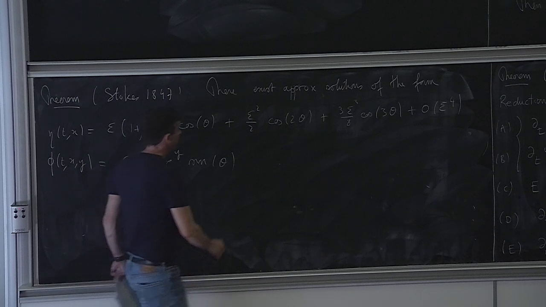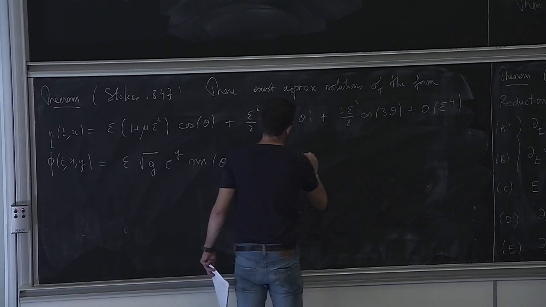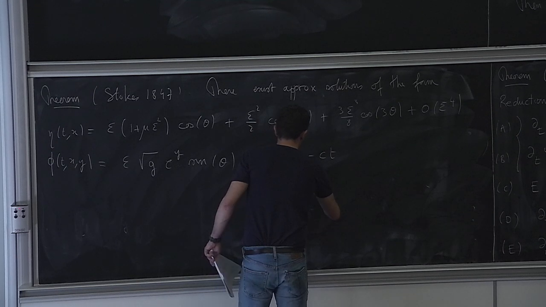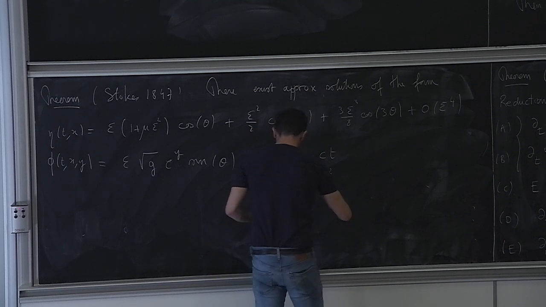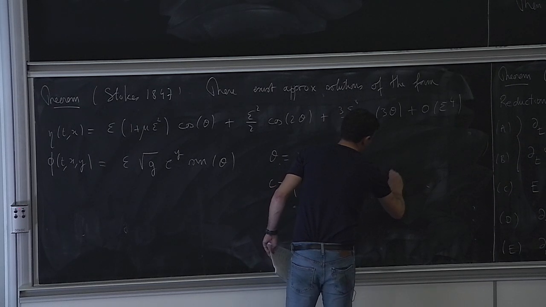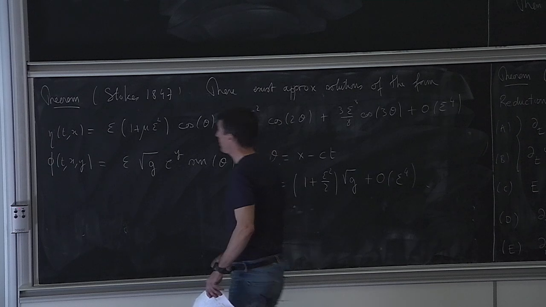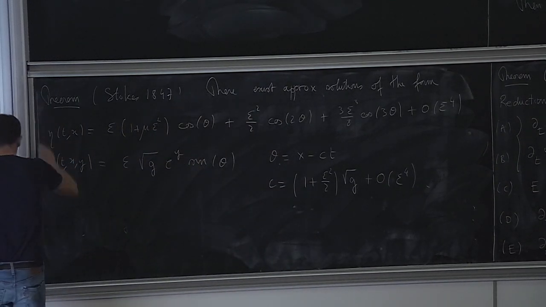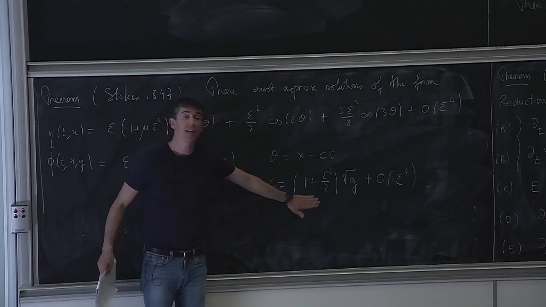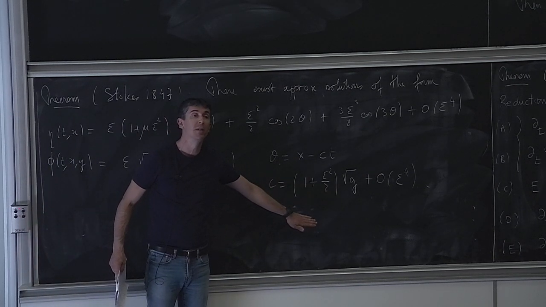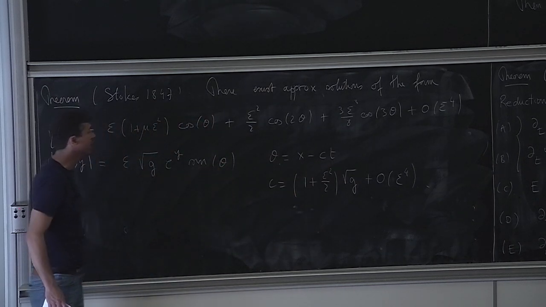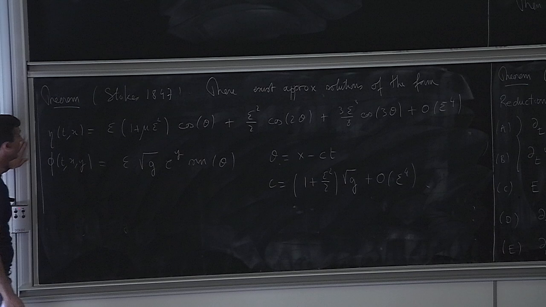Where theta is equal to x minus ct, and c is equal to 1 plus epsilon square over 2 times square root of g plus O of epsilon^4. So this is beautiful. You have a dispersion relationship that depends on the amplitude. It is classical for us now. It's well explained, for example, in the book by Whitham. But at the time, it was a true discovery.